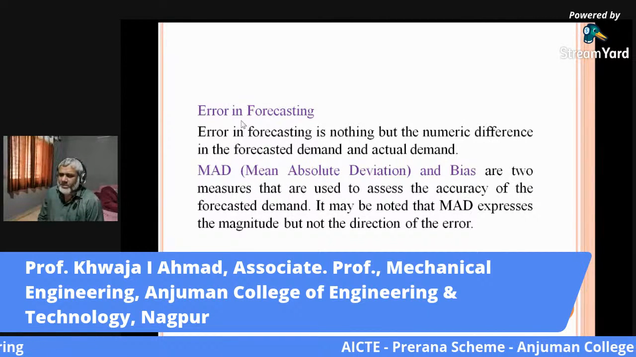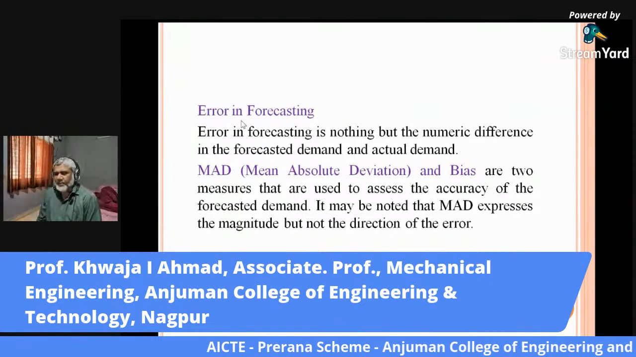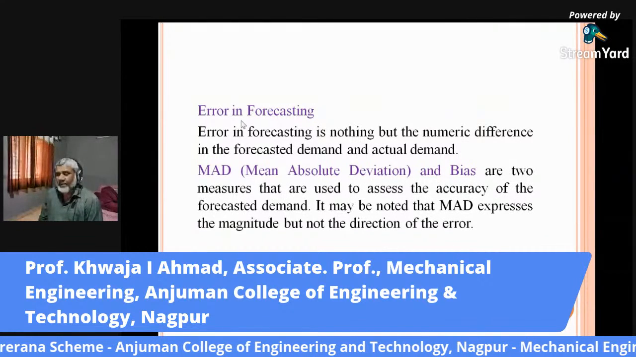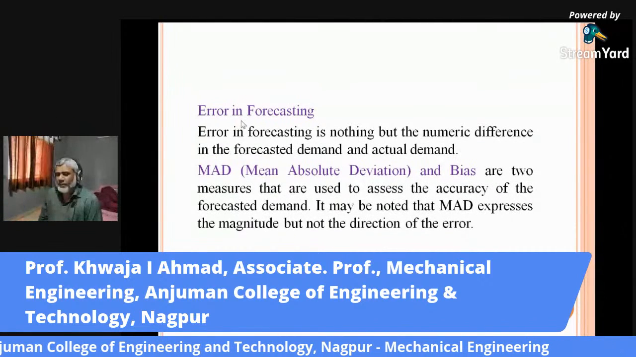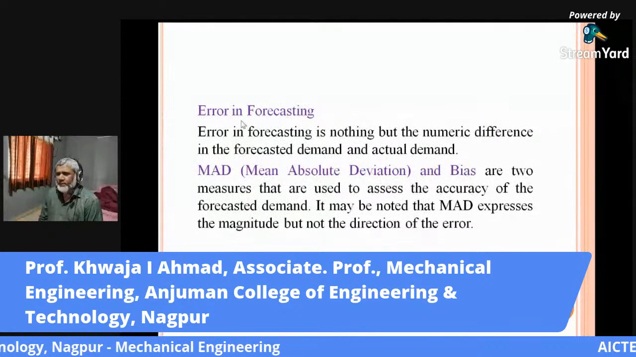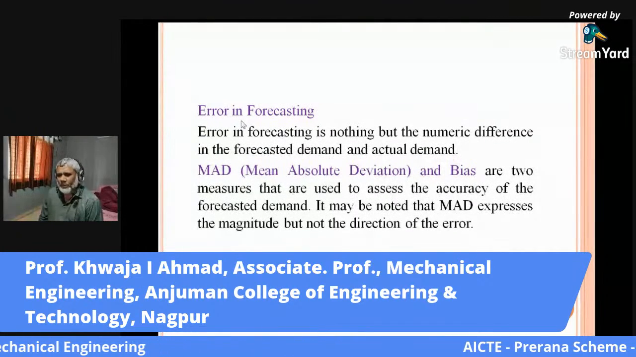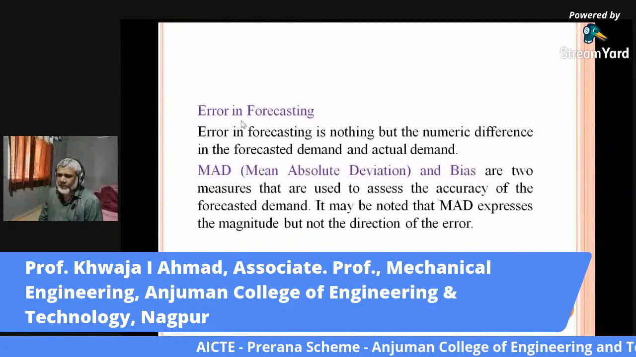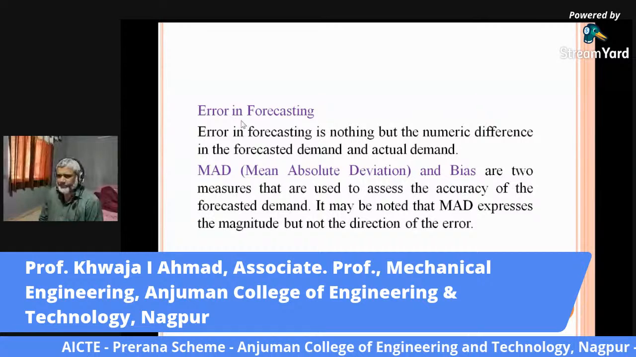Since it is having some mathematical modeling, it is either subjective or analytical, objective type of forecasting. Error will be there in forecasting, and it is nothing but the numeric difference between the forecasted demand and the actual demand. That is the simplest definition for an error in forecasting.